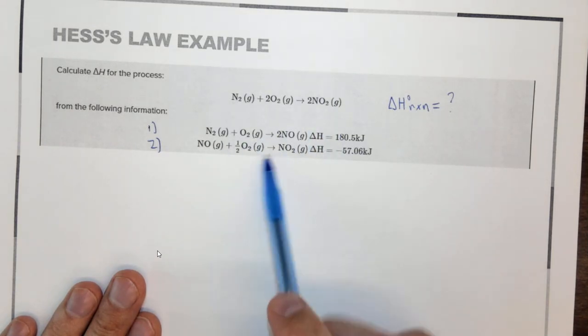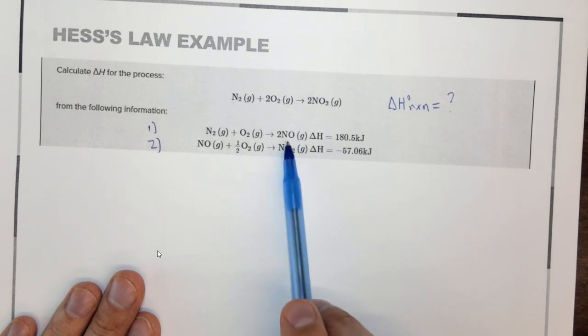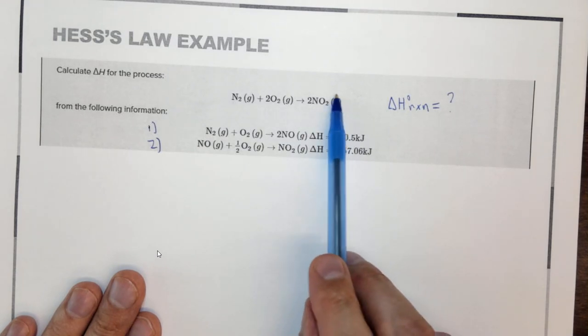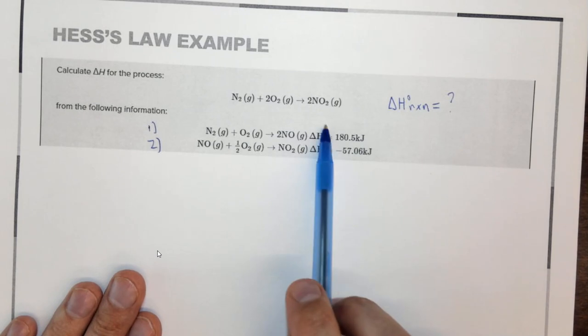Oxygen is tricky because I notice that I have an oxygen in both reactions. So I'm going to skip oxygen for right now. NO is tricky because NO is not in the overall reaction. So I'm going to skip it for right now.